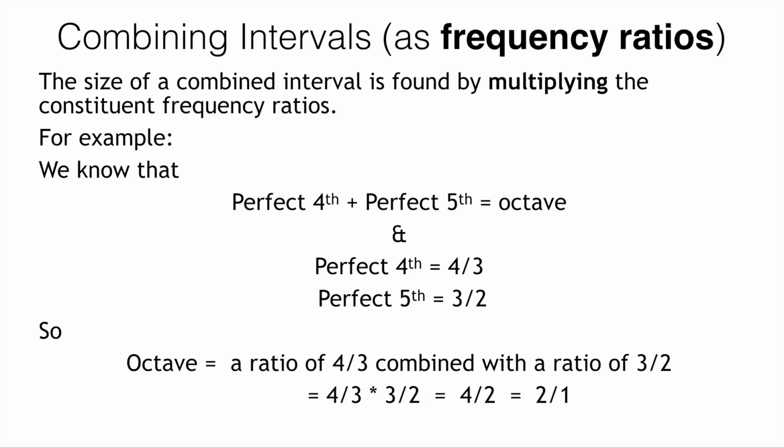For example, if we had a perfect fourth and a perfect fifth, we know that a perfect fourth and a perfect fifth will add up to an octave, like C to F, F to C would be an octave. We also know that a perfect fourth is an interval ratio of 4 to 3, and a perfect fifth is 3 to 2. So we can work out that an octave is a combination of the 4 to 3 and the 3 to 2. So 4 over 3 times 3 over 2, which is equal to 4 over 2, gives us a ratio of 2 to 1, which is an octave.